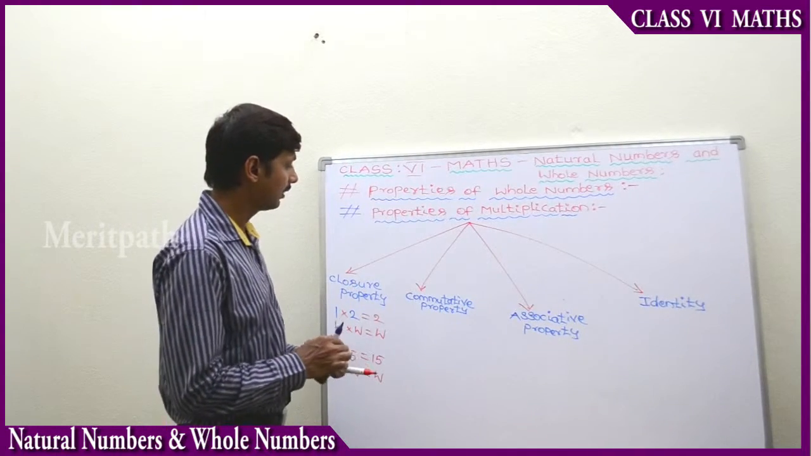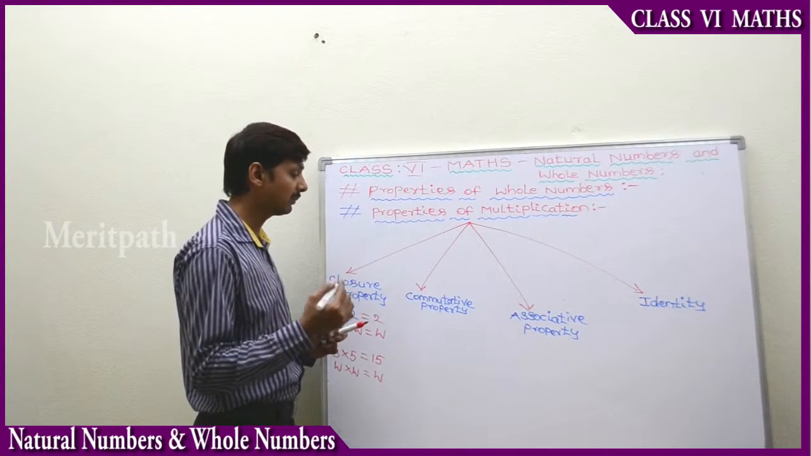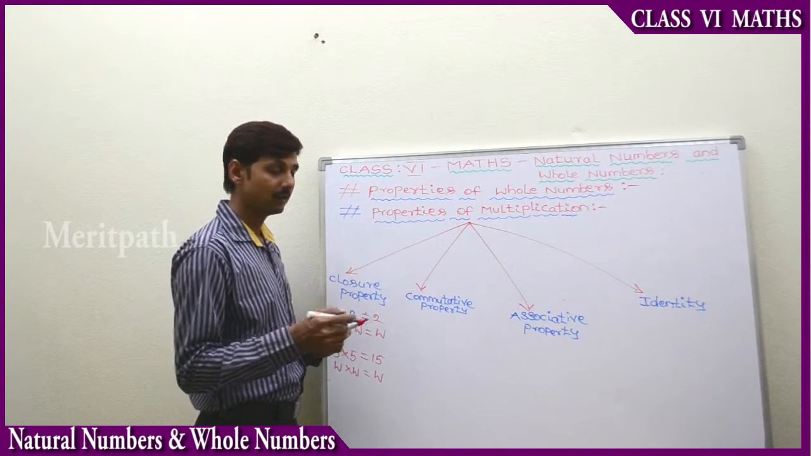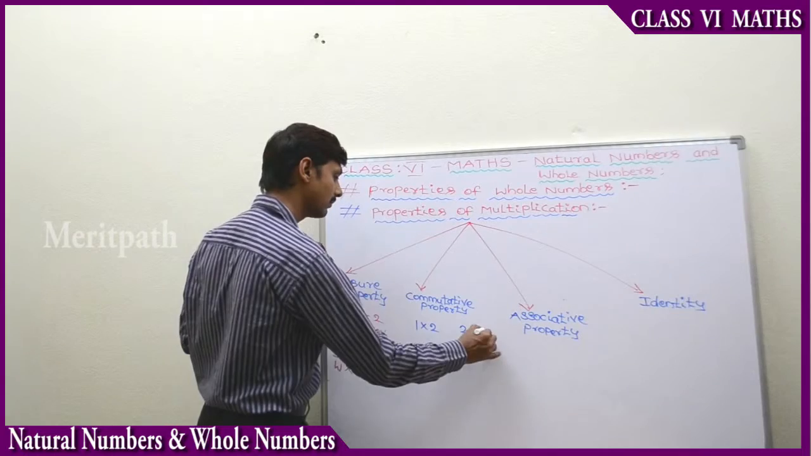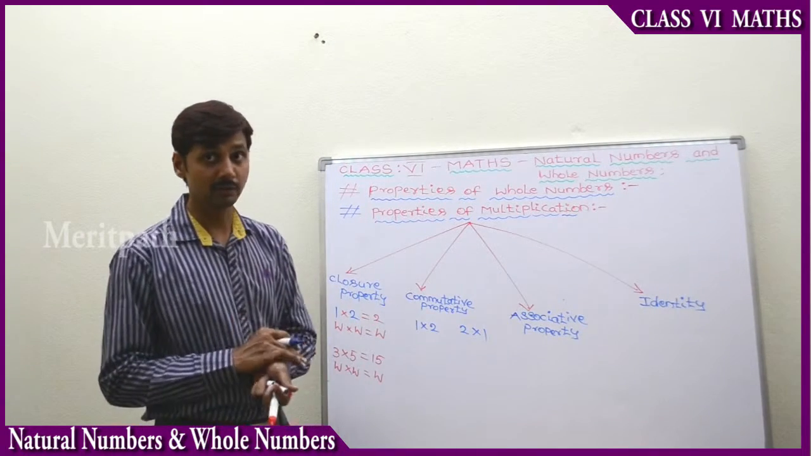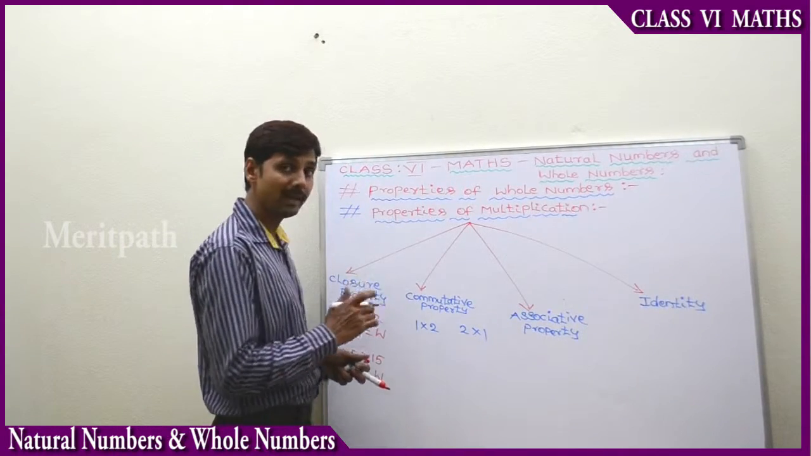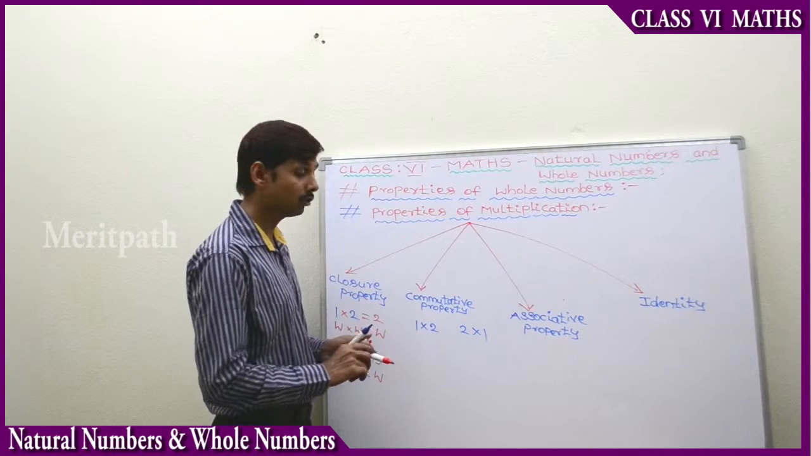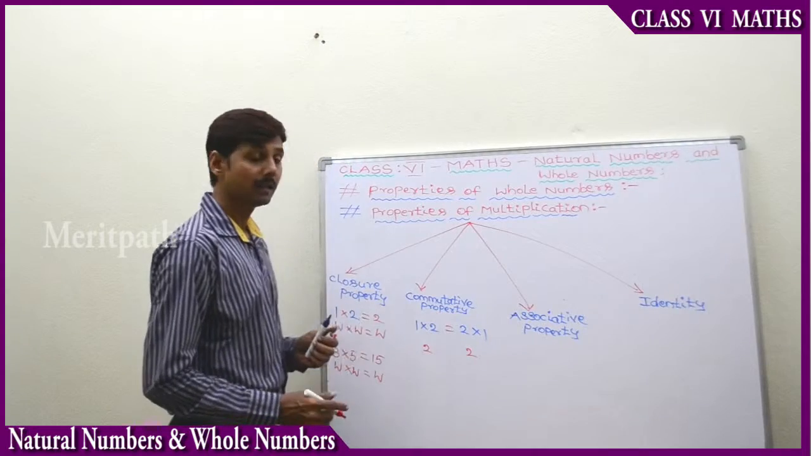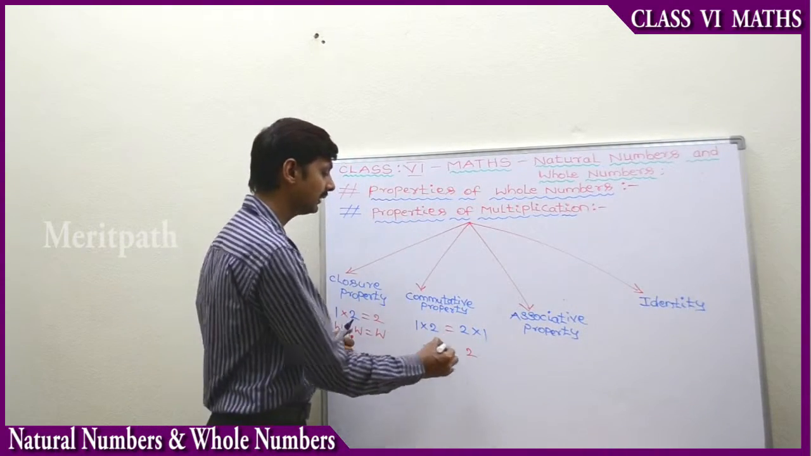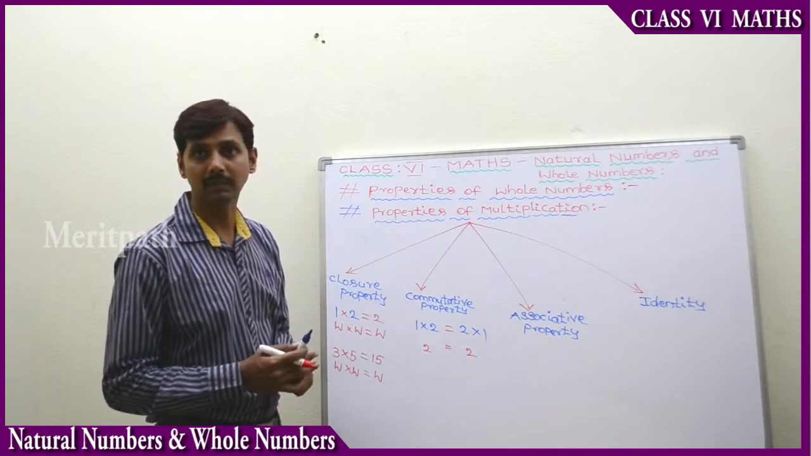So let's go for the commutative property. We have learned previously the closure property, and now the commutative property: 1 into 2 and 2 into 1. We need to change the order of the values. Let's see if these two values are equal or not. 1 into 2 is 2, and 2 into 1 is also equal to 2. So both values are equal. So what we understood here is that the commutative property of multiplication of whole numbers is applicable.